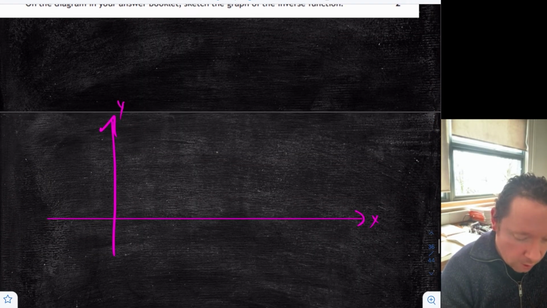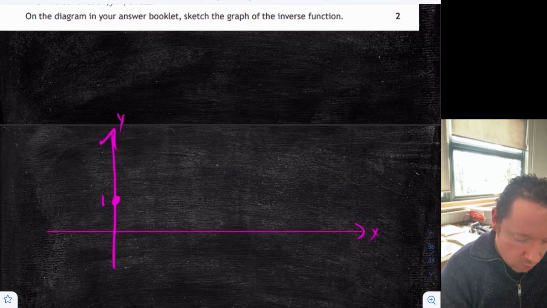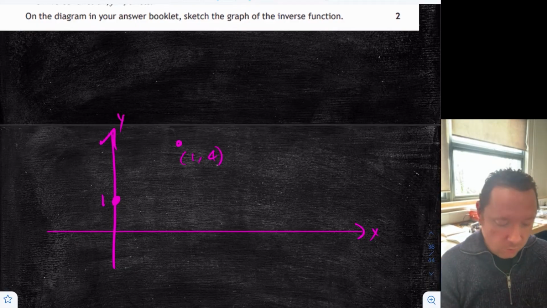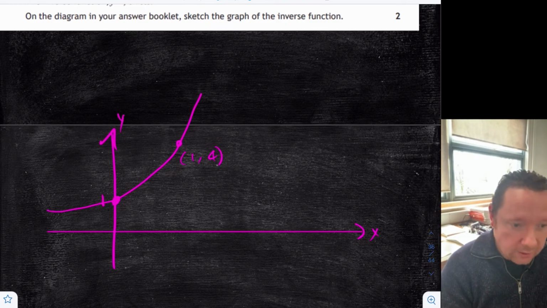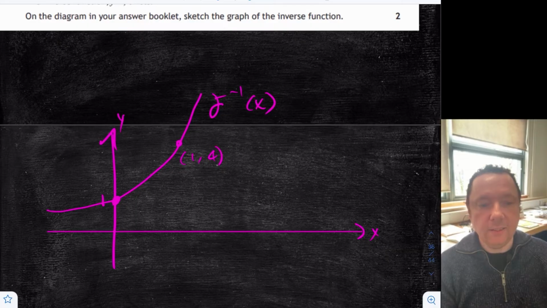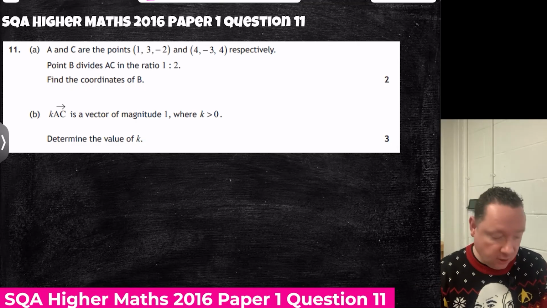So I can note 0, 1 on the y-axis, and it was 4, 1, so along 1, up 4. Let's just draw it there. And there's our 2 points, and then all you need to do is draw your curve. And you can note that that is f inverse of x, f to the minus 1 of x. And we're done there.